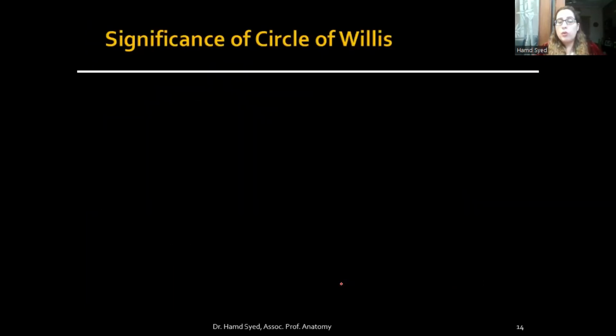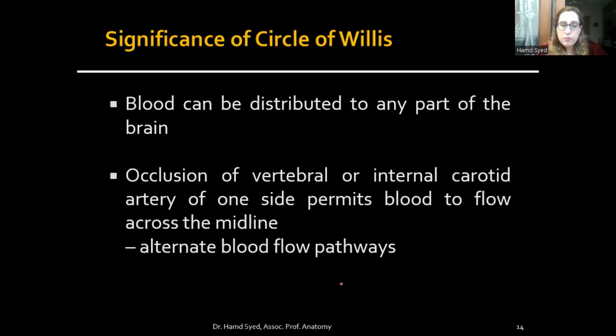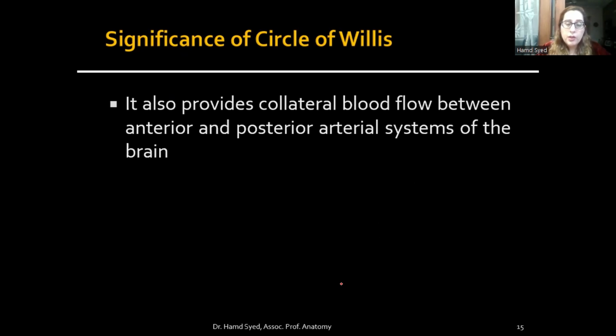What is the importance of the Circle of Willis? Well, it facilitates the distribution of blood to different parts of the brain. And if there is, under any abnormal situation, some blockage or occlusion of the vertebral or internal carotid artery of one side, because of the presence of the Circle of Willis, the blood will still be flowing across the midline. So the Circle of Willis provides alternate blood pathways. It also provides collateral blood flow between the anterior and posterior arterial systems of the brain.